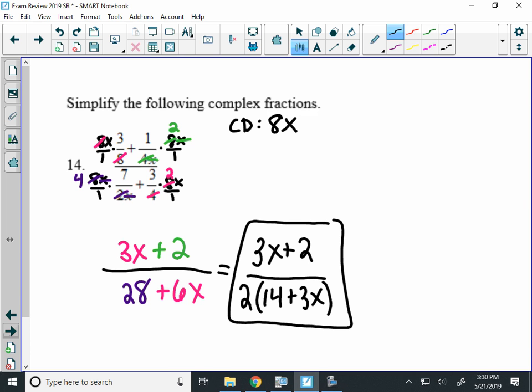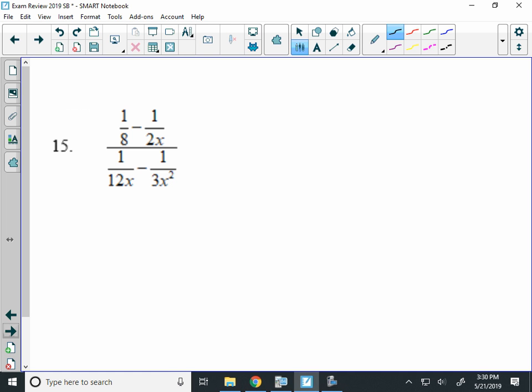Now we can look at number 15. I know that looks messy, but number 15 here. Let's try. I need to find a common denominator.